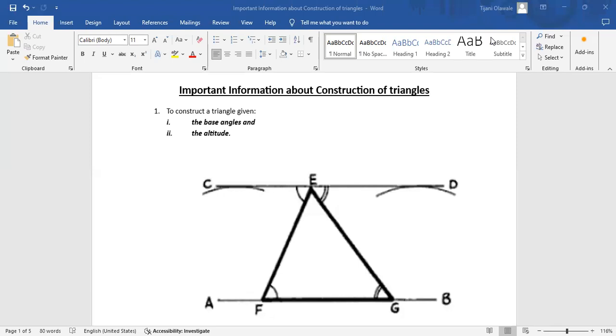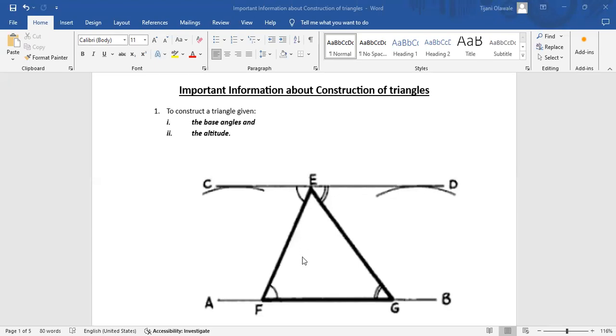The first one that I'm talking about here is how to construct a triangle where we are given the base angles and also the altitude. What you are given for the construction of that triangle is very, very important, and you have to make use of them for you to construct the triangle. So now that we are given the base angles and the altitude, this is how the construction will look like.